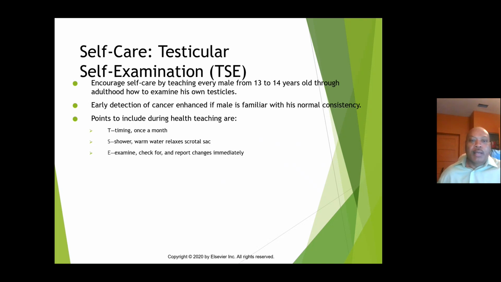The good thing about testicular cancer, although not common, is that when it's detected early, you can start treatment before metastasis of the cancer occurs, and the cure rate, same with prostate cancer, if you detect it early, is like 100%. Early detection, obviously, is going to be the goal.